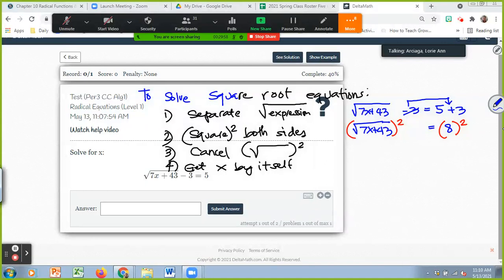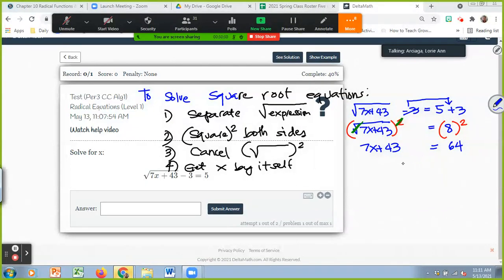Okay. So step 3, you have to cancel the radical and the power 2. Well, don't cancel it here because there's no radical, yeah? You're only going to cancel on this side. So cancel this one, and then cancel this one. Okay, so now you're going to bring that down. So 7x plus 43 equals, what's 8 times 8? 8 times 8 is 64.